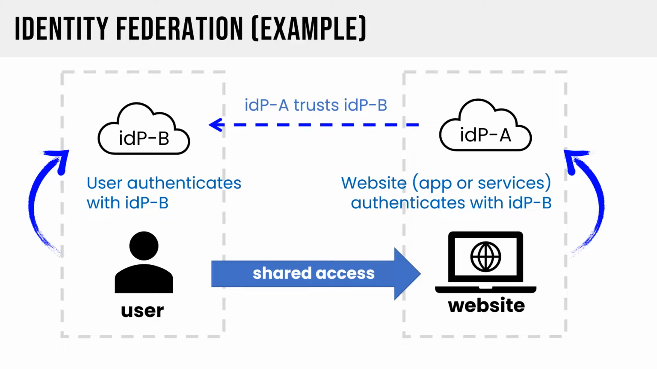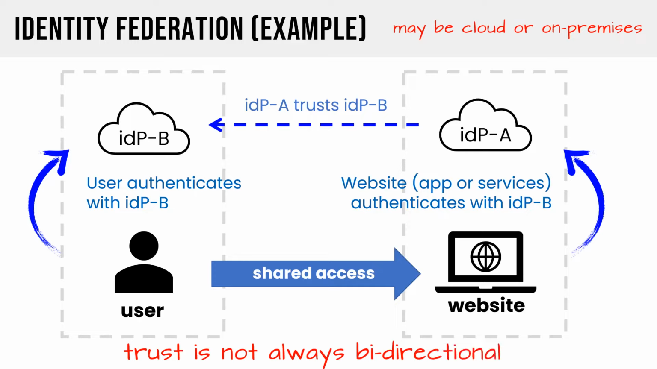So with federation, we can have providers that are in the cloud or on premises or a combination of those, as we mentioned earlier with Azure AD and then on-premises Active Directory, where the authentication through federation always happens on premises with Active Directory. But with federation, trust is not always bidirectional. Although identity provider A may trust B and allow the user in domain B to access the website, the reverse wouldn't necessarily be true.